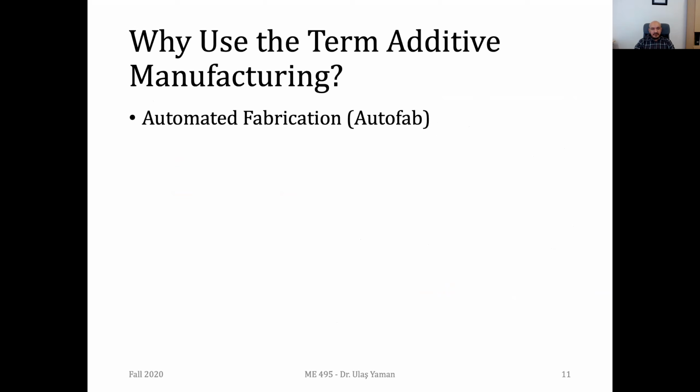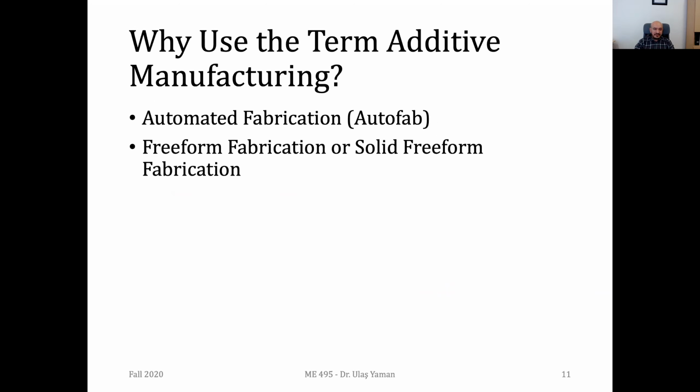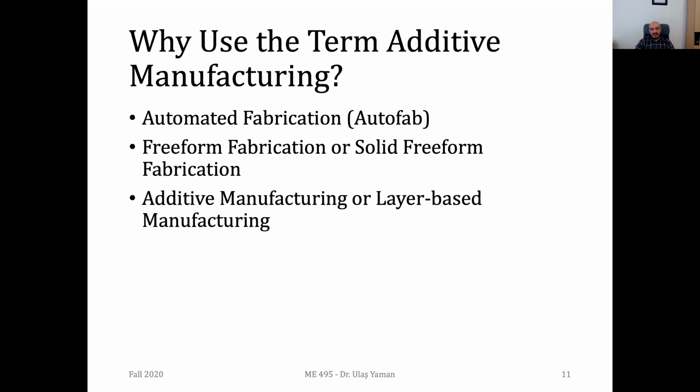We use other terms also for additive manufacturing, like automated fabrication, freeform, solid freeform fabrication, since additive manufacturing gives us high flexibility in terms of the design. You can design any freeforms and fabricate it. It's quite complicated or quite impossible to do it in CNC machining or other complicated manufacturing operations, but in additive manufacturing, we don't have much limitation.